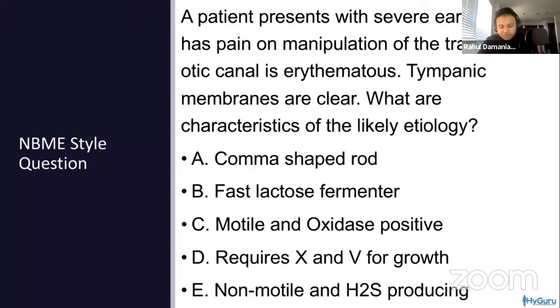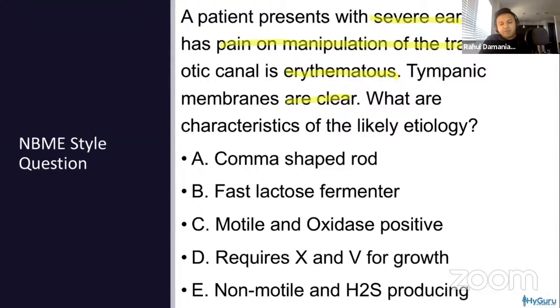A patient presents with severe ear pain. He has pain on manipulation of the tragus. So anytime you're contorting the ear, ow! The otic canal is erythematous. Tympanic membranes are clear. So this is not otitis media. What are the characteristics of the likely etiology?